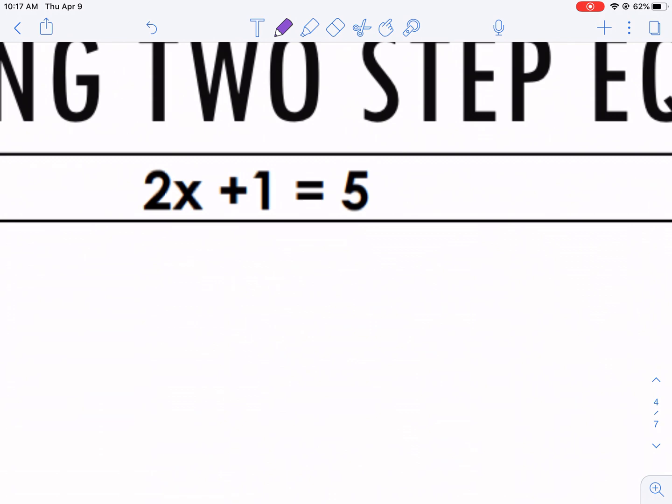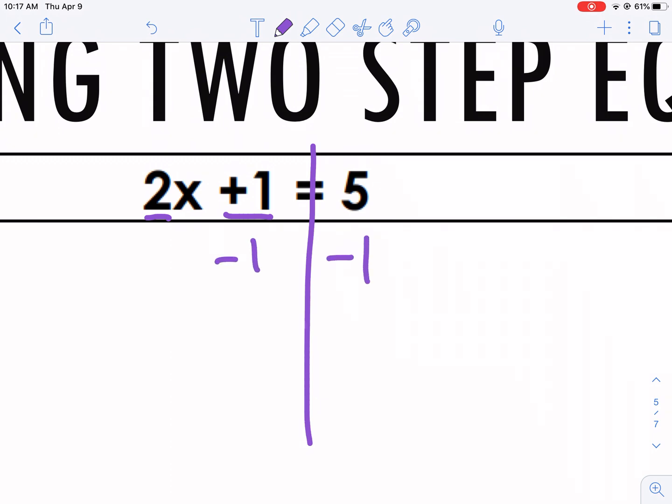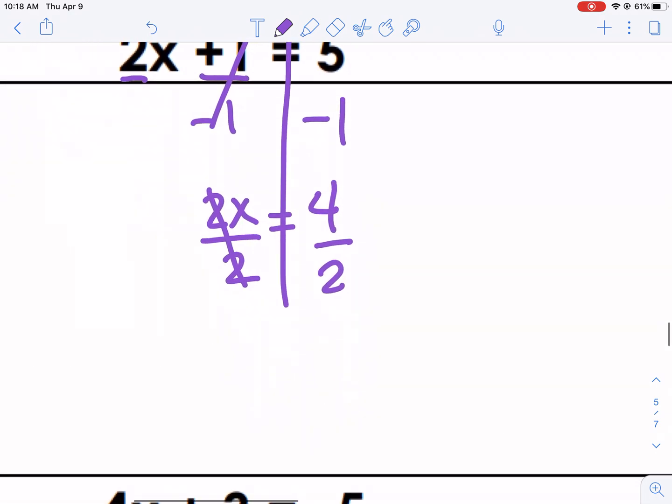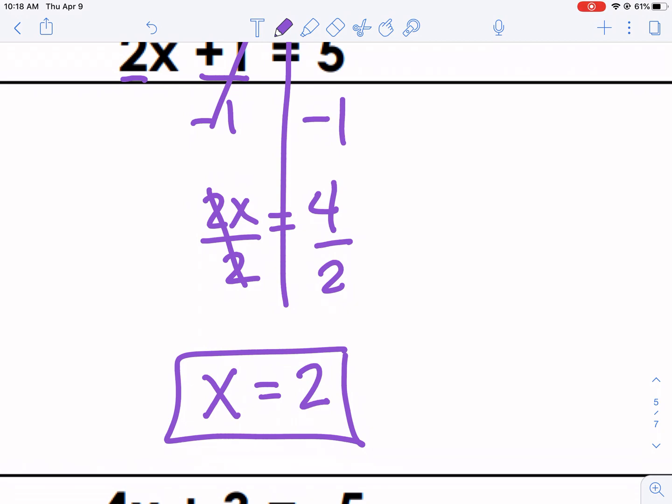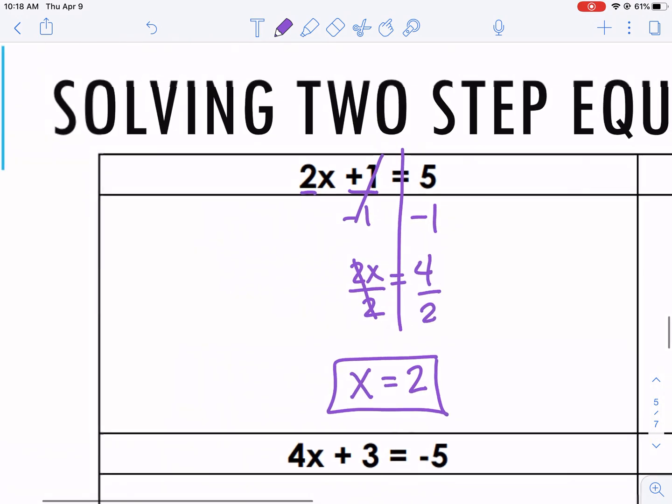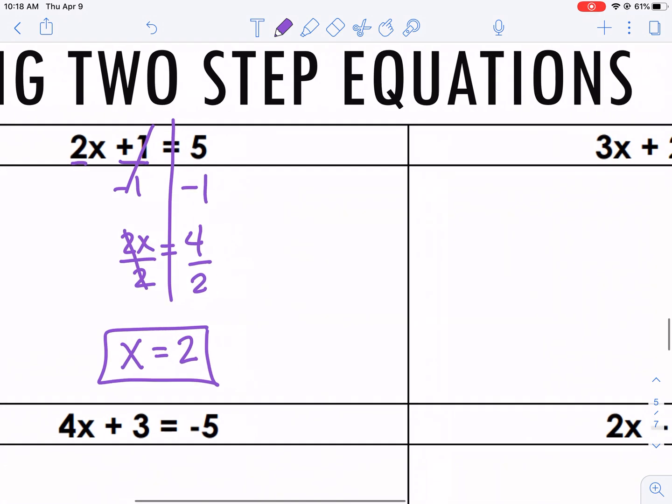So if you notice here, we have multiplying and adding. So like I said, our very first thing we got to get rid of is the adding. So we're going to subtract 1. So those cancel out. So 2x equals 4. And then we divide by 2. And then x equals 2. Okay? So that is the answer to this equation.